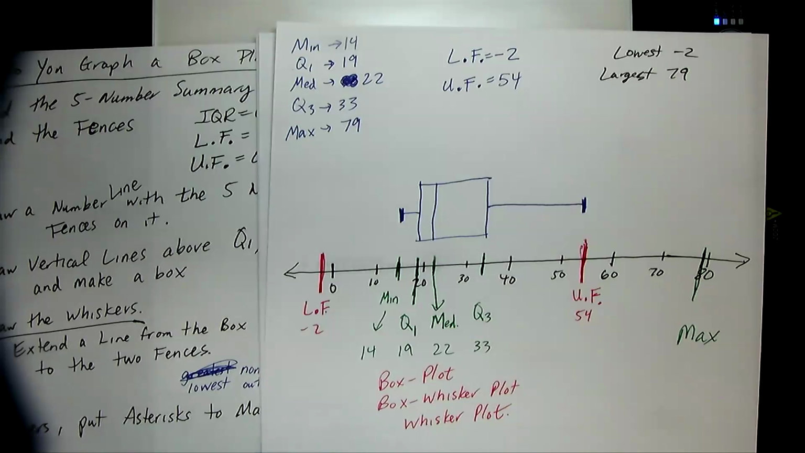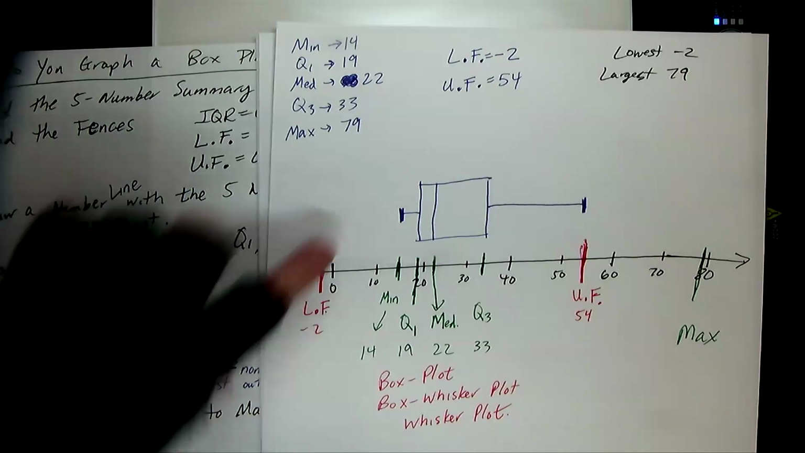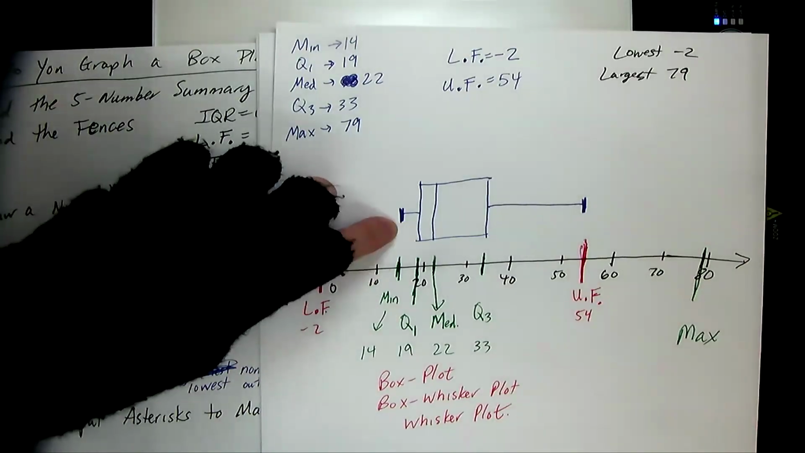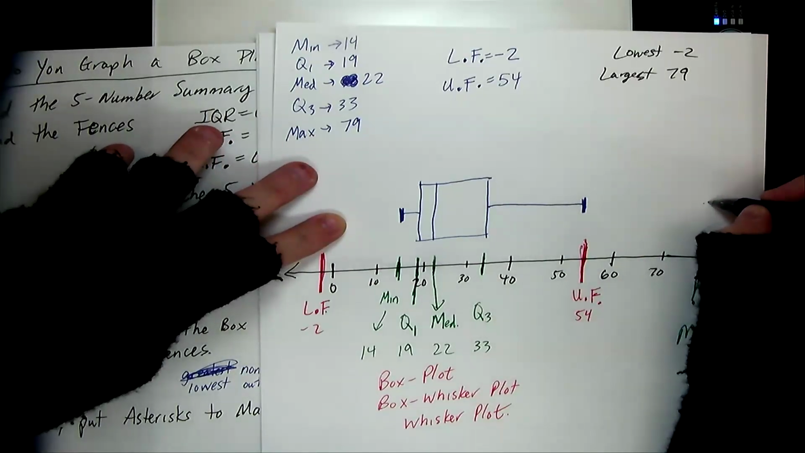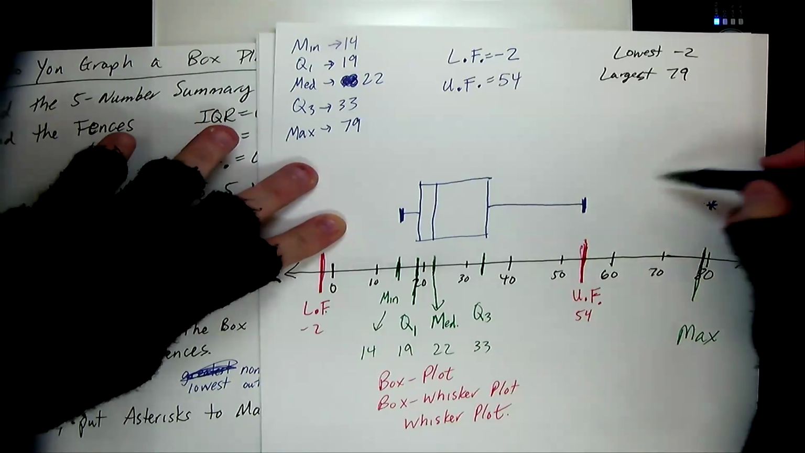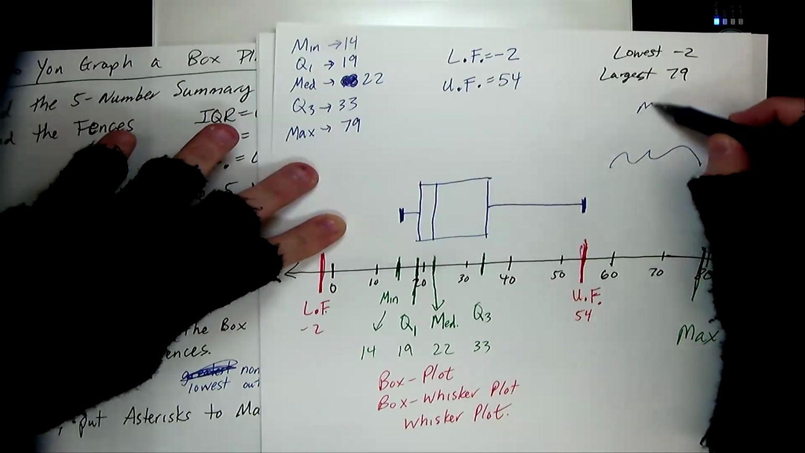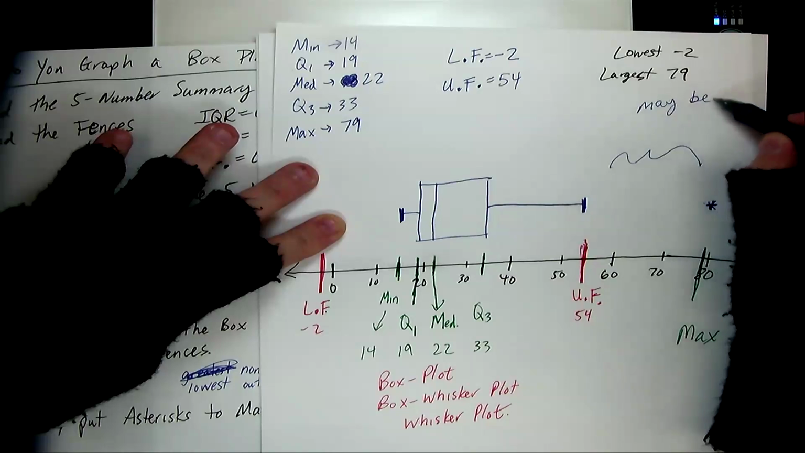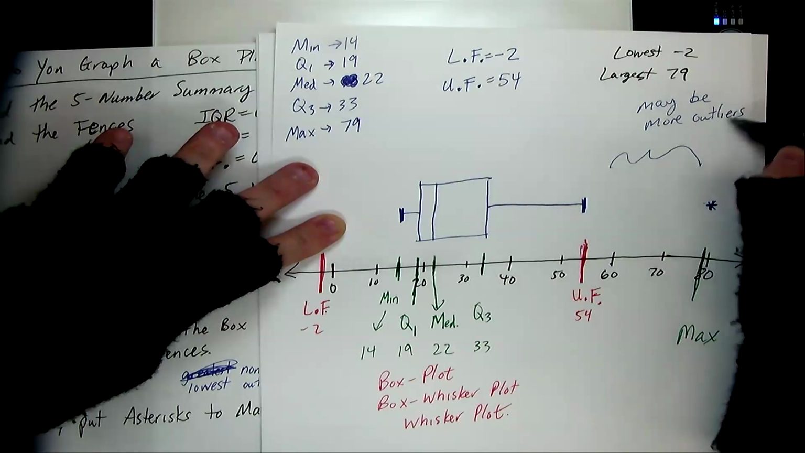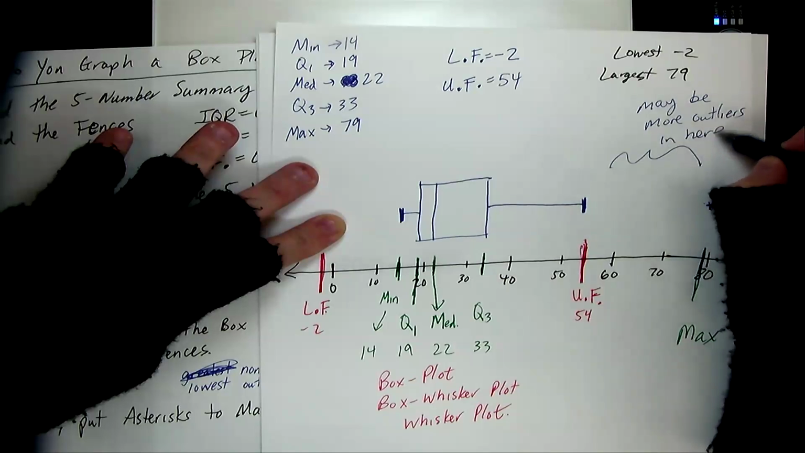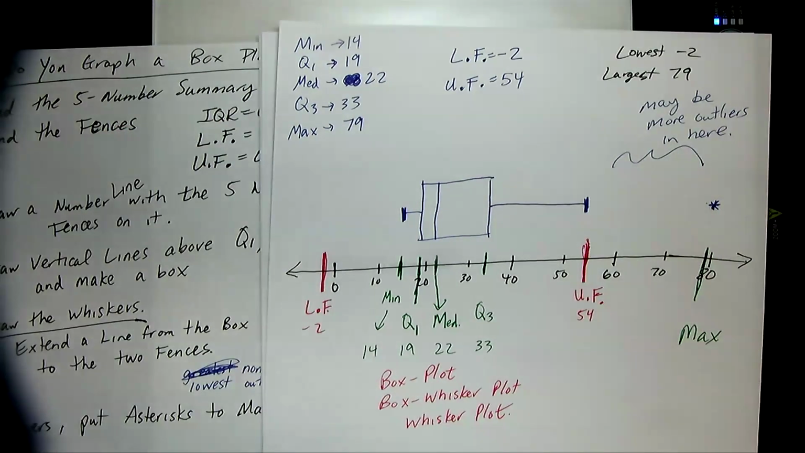And then what we're gonna do is, for every outlier, we had no outliers on the left, since min was the lowest number. For the right, there's an outlier at 79. And there may be more outliers in here. You need to look at the data to do it.